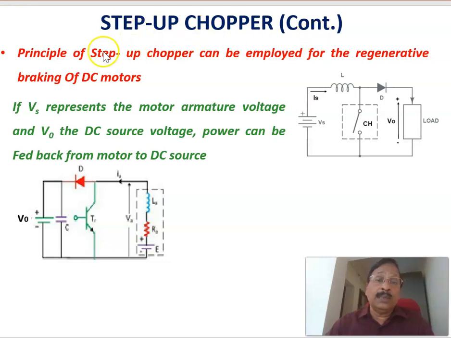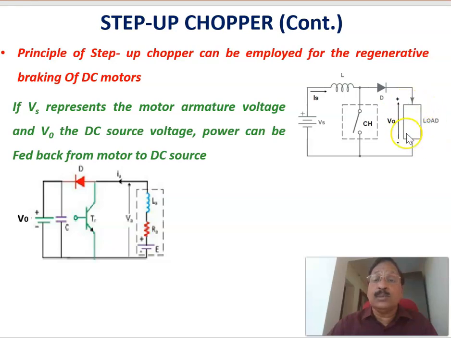Continuing with the step-up chopper, the principle of the step-up chopper can be employed for the regenerative braking of the DC motor. This is the chopper circuit, which we already discussed. Now, in this case, Vs represents the motor armature voltage, or the motor as such, and V0 is the DC source.